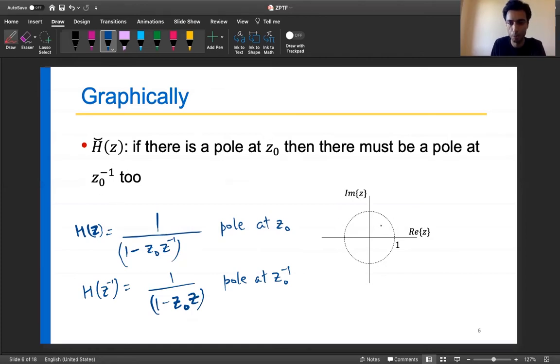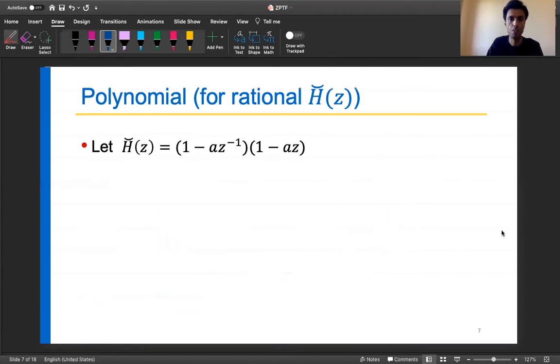So let us say I have a pole at Z naught somewhere here. This is my Z naught. Then 1 upon Z naught will be somewhere here. I will have a pole here as well. Mirror symmetry. So this is called mirror symmetry about the unit circle. Okay, so let's look at one example.